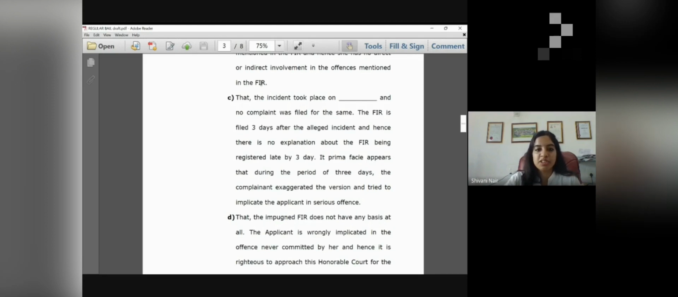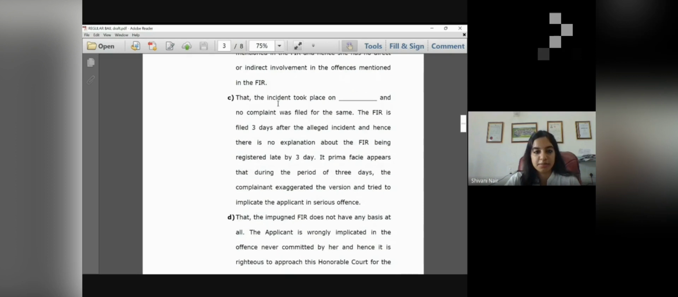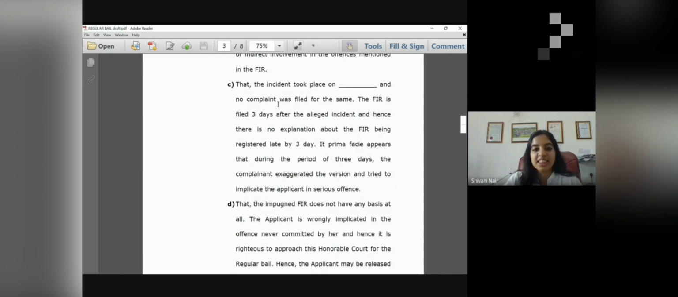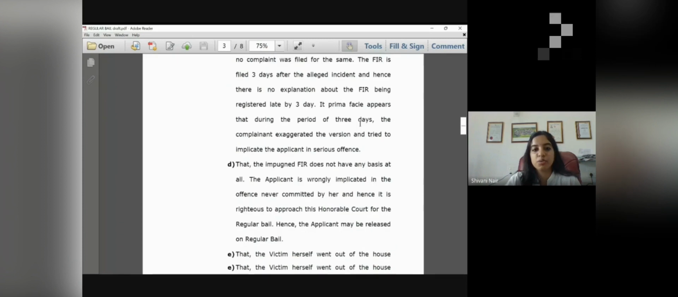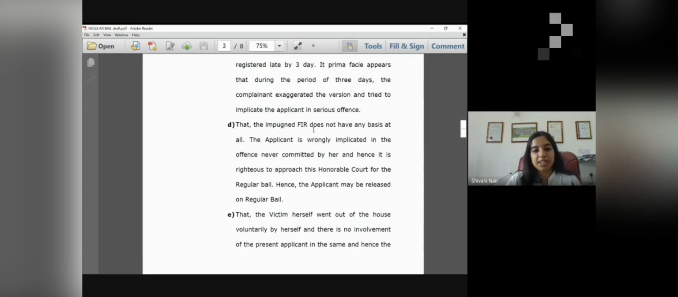Then you mention whatever other ground you have for filing this application: that the incident took place on so and so date and no complaint was filed for the same. The FIR was filed 3 days after the alleged incident, and hence there is no explanation for the FIR being registered late by 3 days. It prima facie appears that during the period of 3 days, the complainant made an exaggerated version and tried to implicate the applicant in a serious offense.